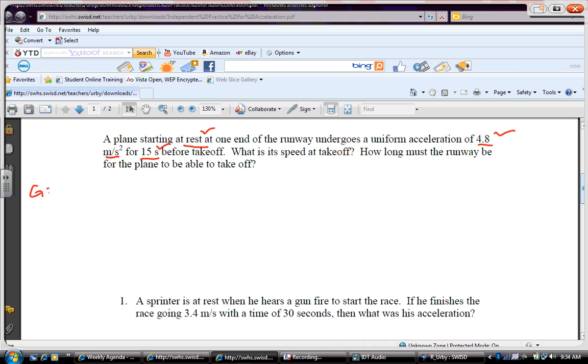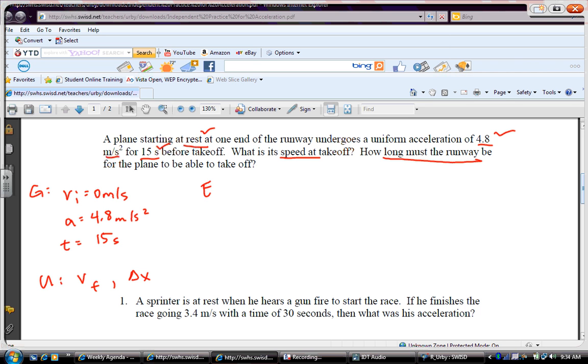So in the given step here, we're going to go ahead and write in the stuff. It'll be initial velocity equals 0 meters per second. The acceleration is going to be 4.8 meters per second squared. And the time that it does that for will be 15 seconds. The unknowns here, they want to know what speed it was when it took off, so that's our final velocity. And they want to know how long the runway must be, so that's a change in displacement, or a displacement. So we're going to be solving for VF, and then we're going to be solving for change in X.